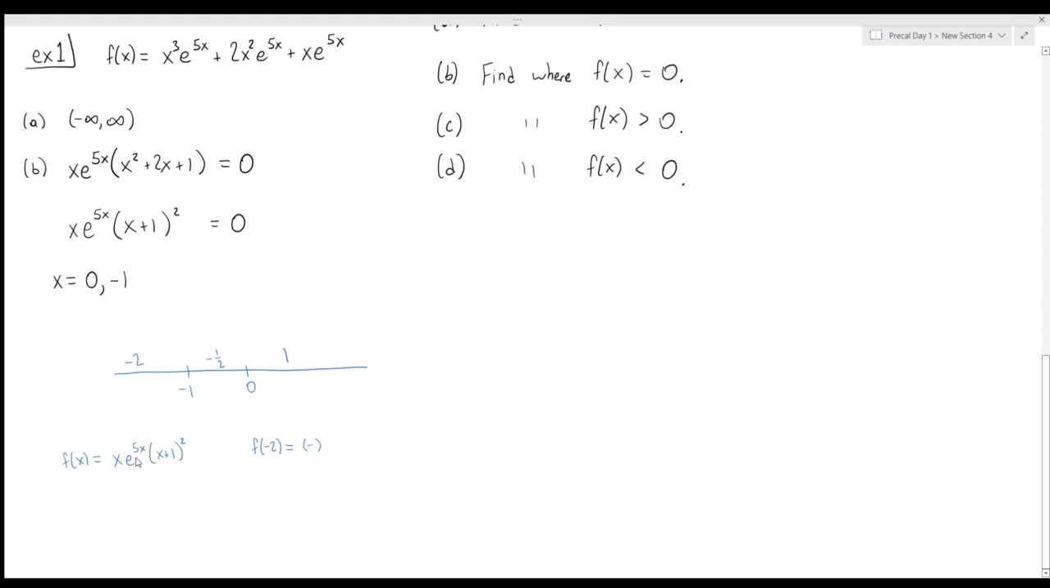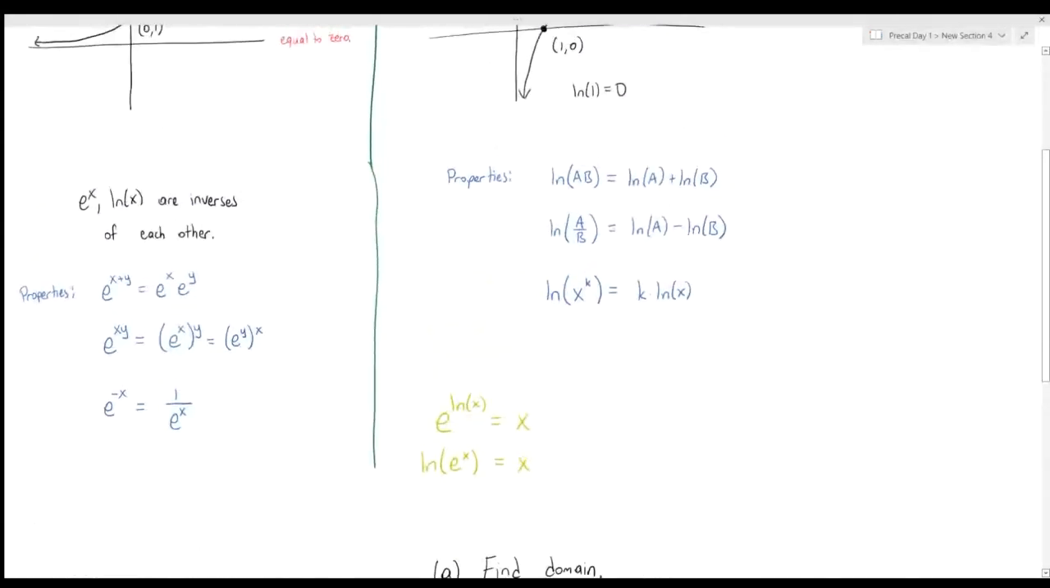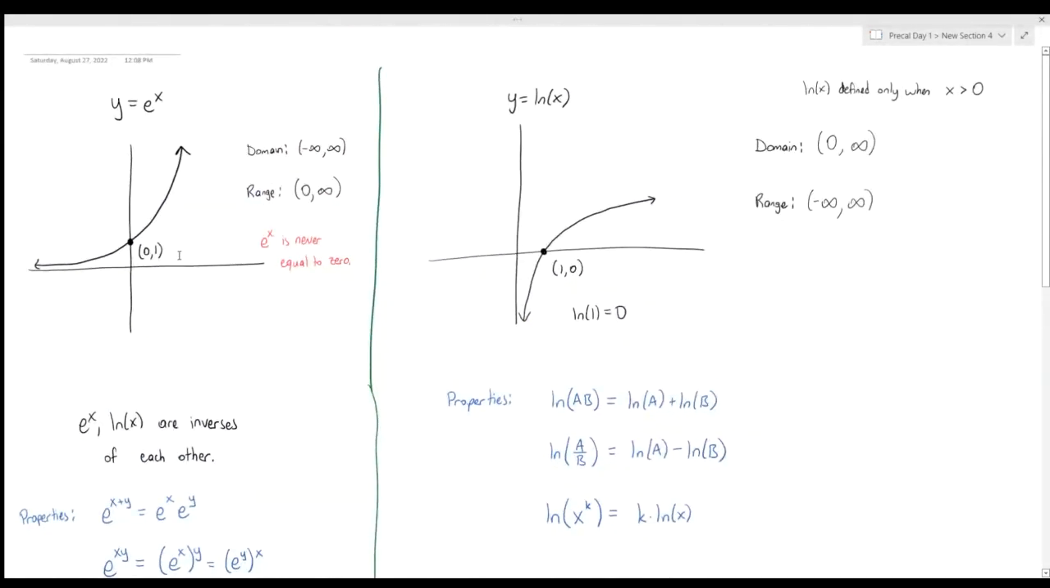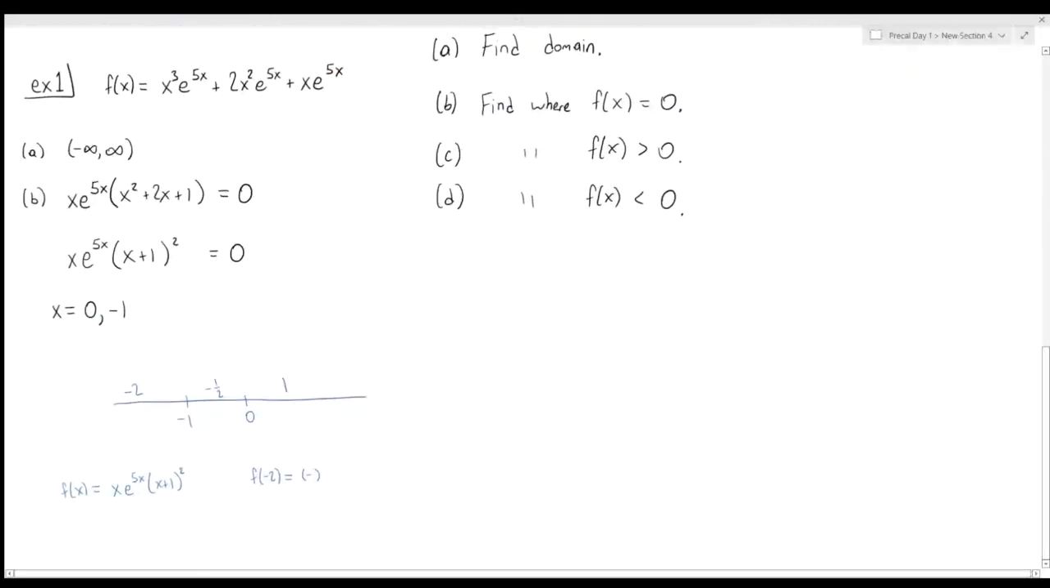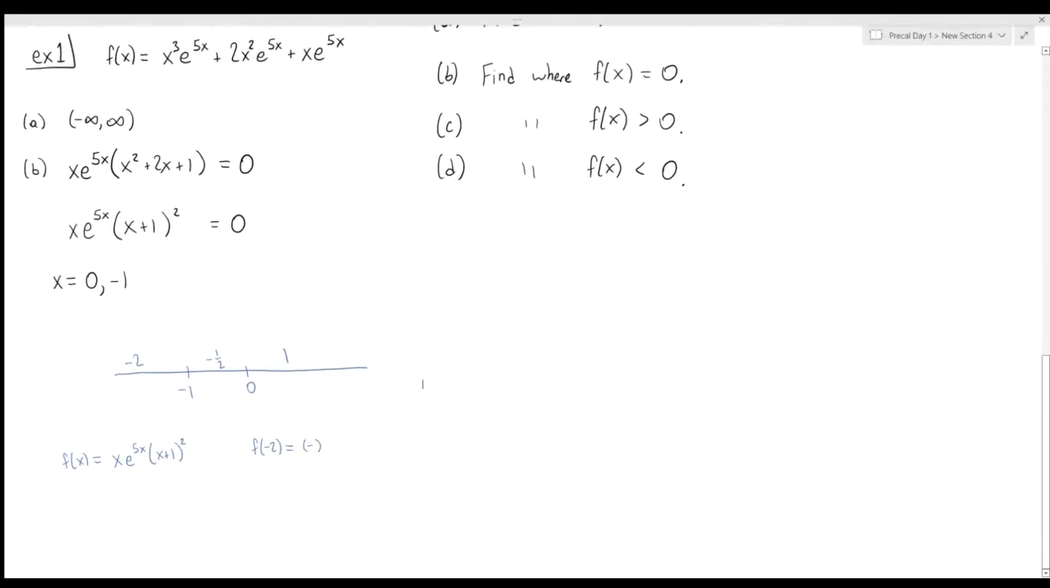If you plug -2 into the exponential, remember that e to any power is always positive, right? So it really doesn't matter what point we plug in here, this exponential term is always going to be positive, okay? And I guess this is positive because it's going to be squared. So the function will start out negative.